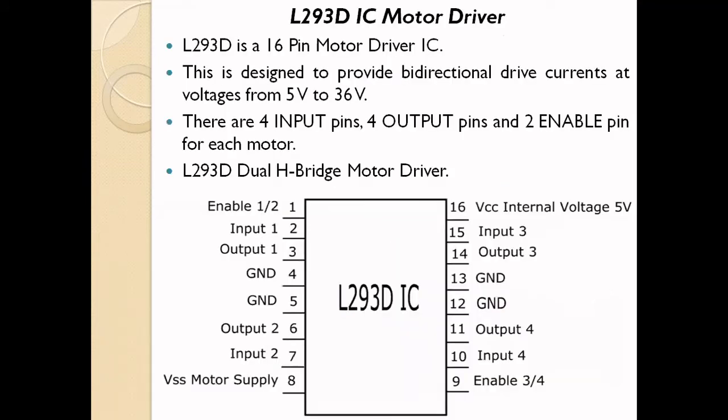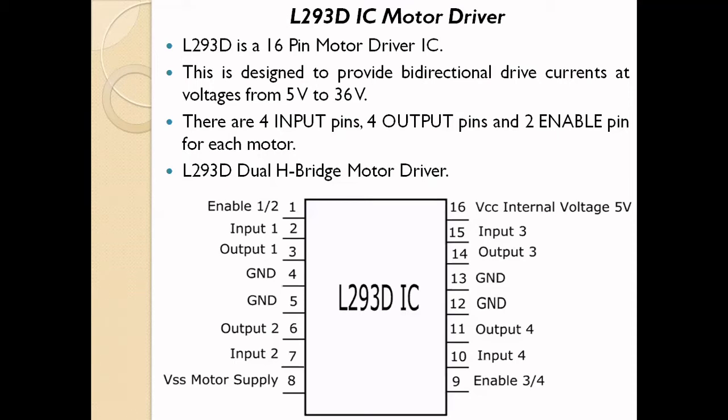Next, we are going to see the L293D IC motor driver. Already we have seen one driver circuit, which is used only to turn on and turn off. Next, we are going to see how to change the direction of the motor. Suppose I want to rotate the motor in a clockwise direction and also in an anti-clockwise direction. The first driver circuit cannot do that. This driver circuit is used to change the direction of the motor, as well as turn it on and off.